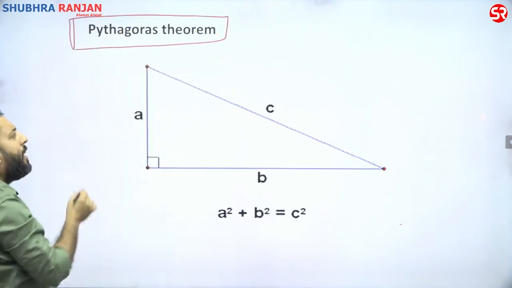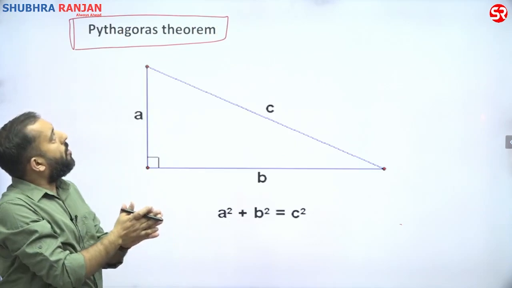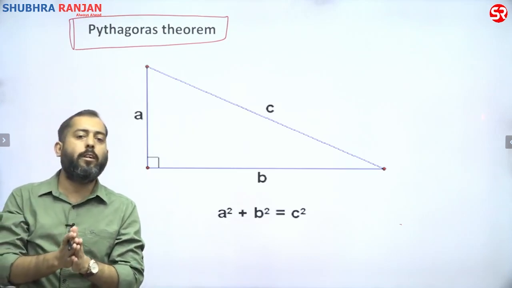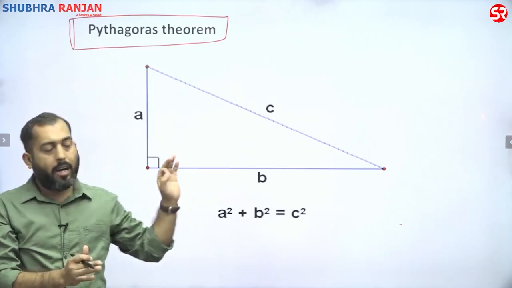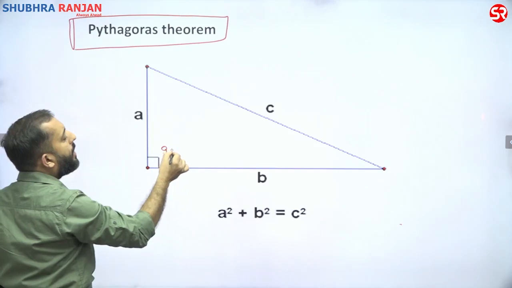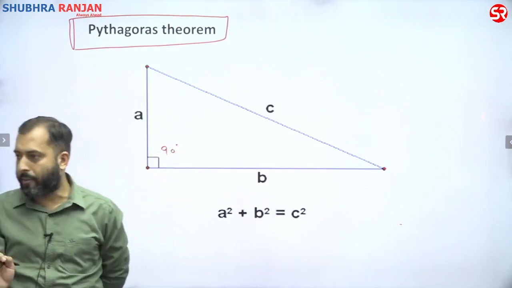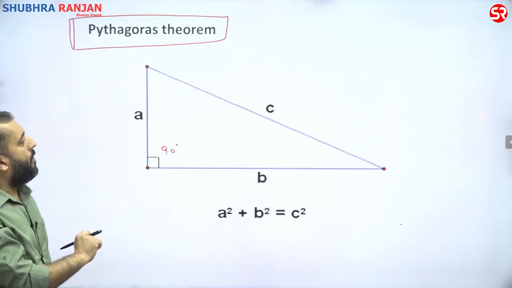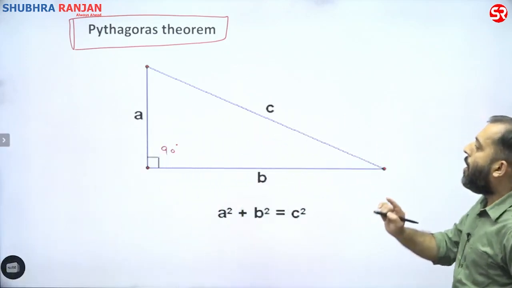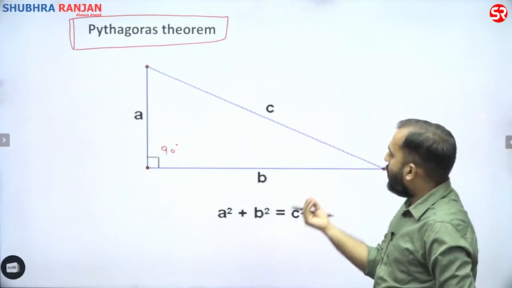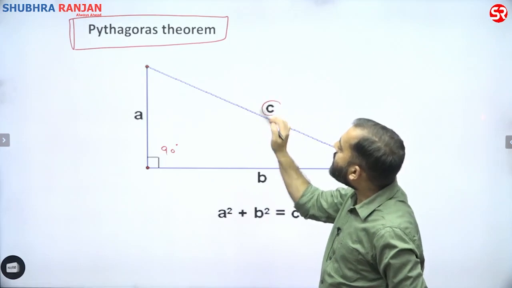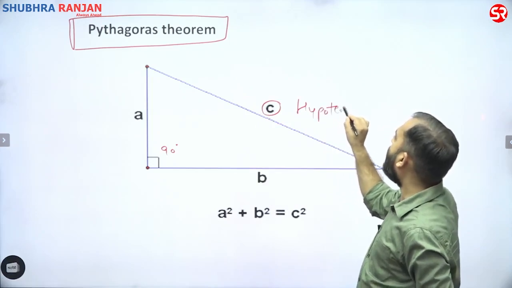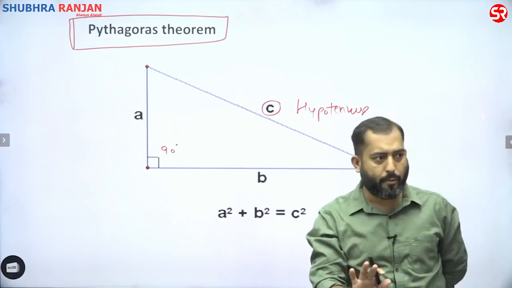Pythagoras theorem. I feel like you know this thing as well. Now, one of the major points regarding Pythagoras theorem is that it is applicable only in case of a right angle triangle. Right angle triangle meaning one angle of that triangle has to be 90 degrees. Done? Now, the longest side of the triangle is called the hypotenuse. We know this. Okay.